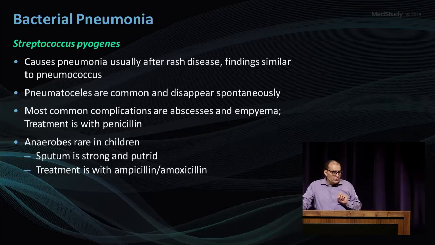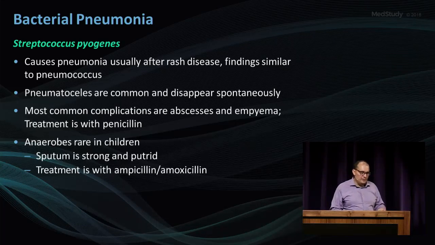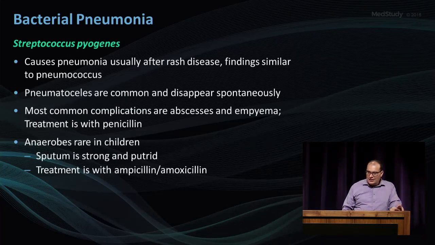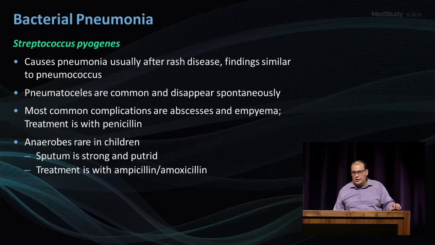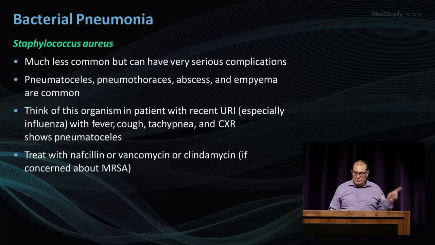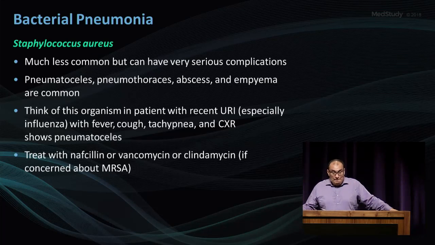Anaerobes are rare in children. The sputum is usually really strong and putrid. Treatment is with ampicillin and amoxicillin. You won't see that much, but you have to keep it in your mind. You can see pneumatocele even in pneumococcal, by the way, because we are seeing some resistant pneumococcal. But keep in mind that when you see pneumatocele, think staph. Though I mentioned it with Streptococcus pyogenes, remember staph. It is much less common, but has very serious complications.